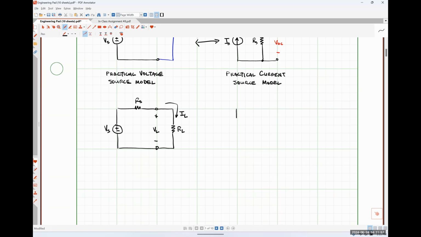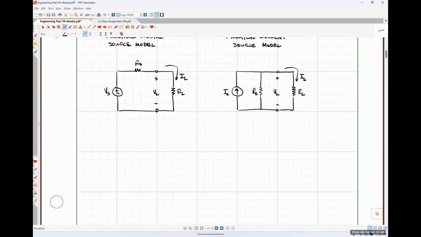And over here on the right-hand side, I'm going to do something very similar. Here's my current source IS in parallel with a resistance RS. So I have a practical current source. And then across the terminals of the practical current source, I'm going to introduce an exact same resistance of RL, like so. And the voltage drop across the terminals of my load resistor is my load voltage VL, and the current flowing through my load resistor is IL.